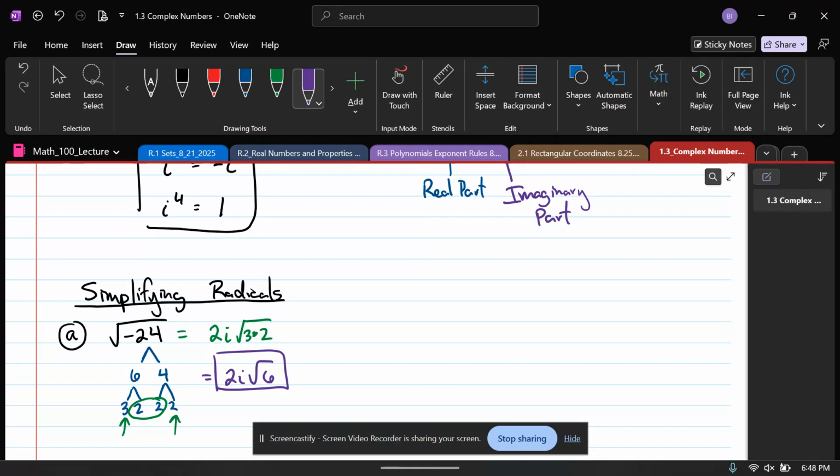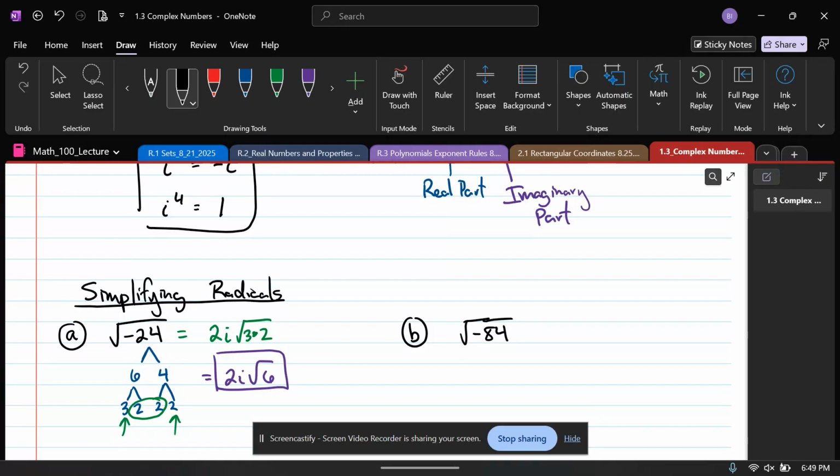The only thing that changed about how we did that compared to what we just did in R7 was the negative. It added an i on the outside. That's not bad. That means that's the only thing I got to remember. If I understood R7, this is not bad. Let's look at this one. The square root of negative 84.